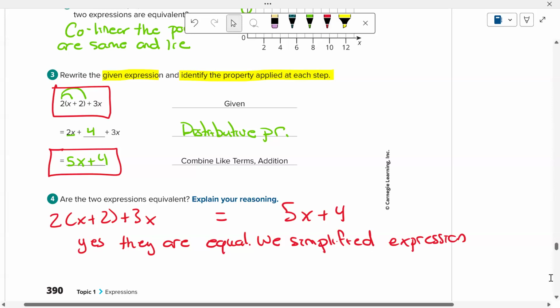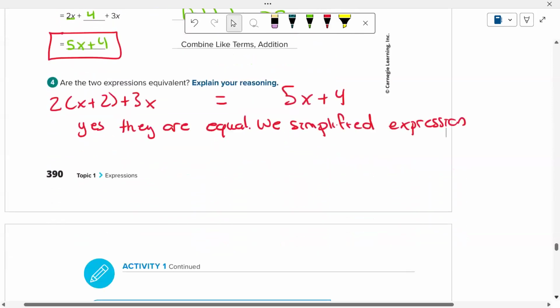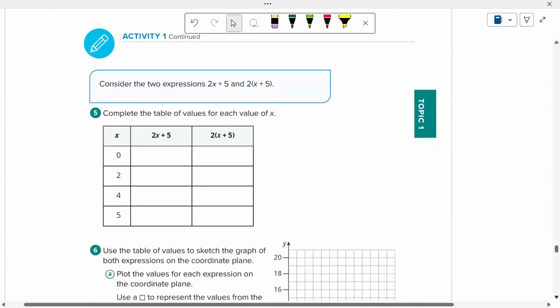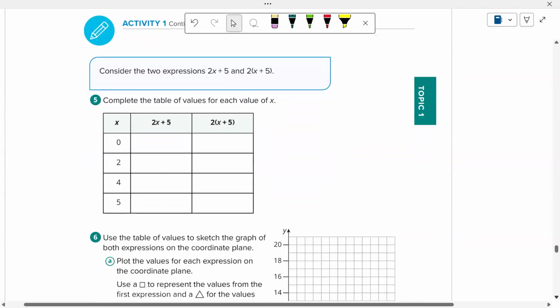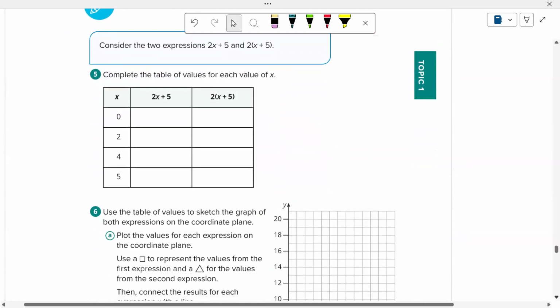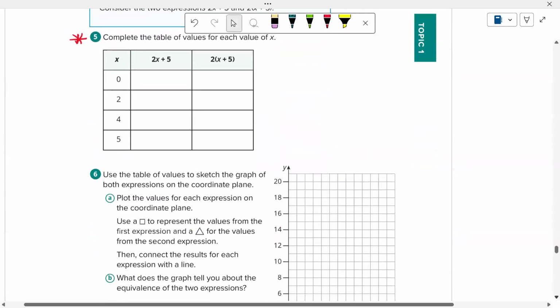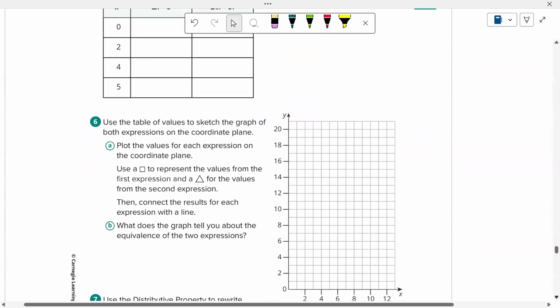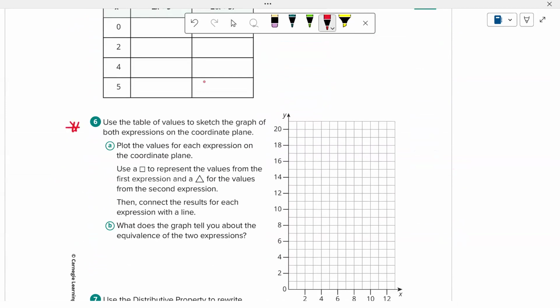So we're going to go to page 391. Consider these two expressions, which we already know how to do. So I'm leaving number 5 to your device. You're going to do that for me. Show your work. You know I'm going to look for it. Use the table to sketch the graph of both expressions on the coordinate plane. What does the graph tell you? I actually want you to do that one. Yes. They said use a square to represent and a triangle.